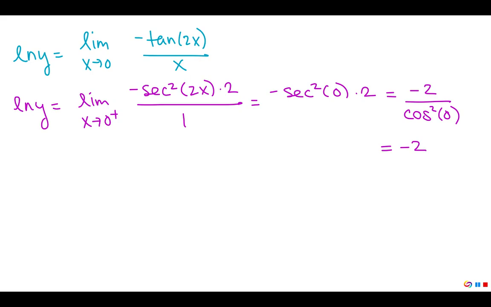So we're not done. We're almost done. We still, on the left-hand side, have that ln y. So ln y equals negative 2. And then if we put this in exponential form, or if you raise e to both sides, you end up getting y equals e to the negative 2. And that's my final answer. That's what this limit is, e to the negative 2.